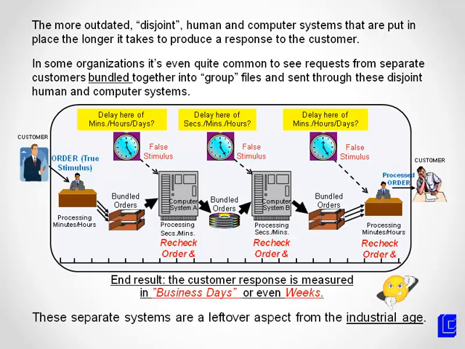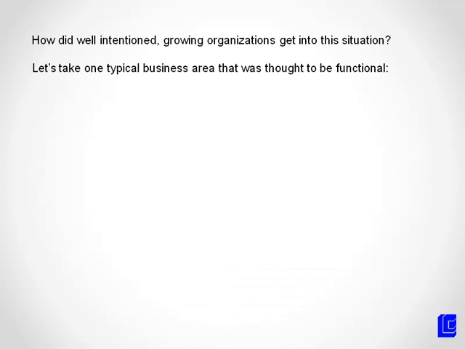These separate systems are a leftover aspect from the industrial age. This example shows why customers wonder what's taking so long to get their order processed in some large organizations. Today we have a computer-literate customer base, and they're less likely to accept slow response excuses. Now, you could ask, how did well-intentioned, growing organizations get into this situation? Well, if you're interested in some history, I saw how this hysterical situation occurred in my information systems professional career.